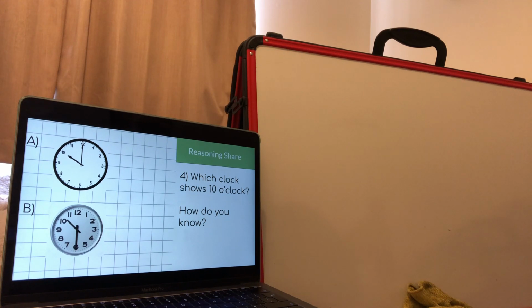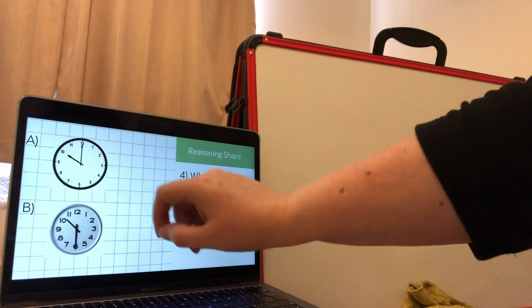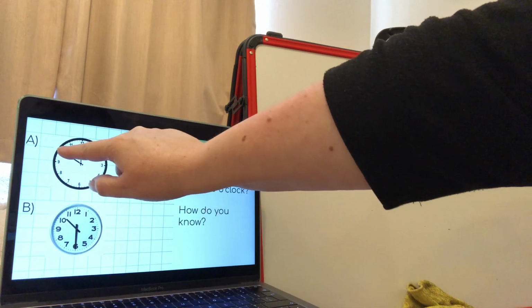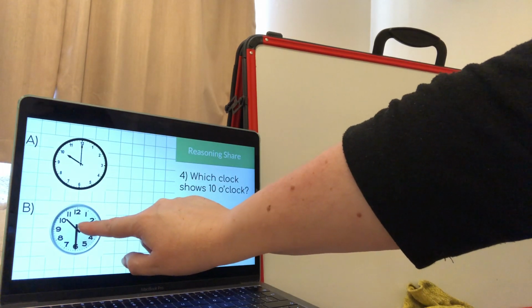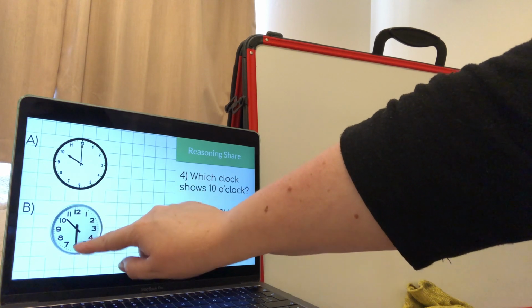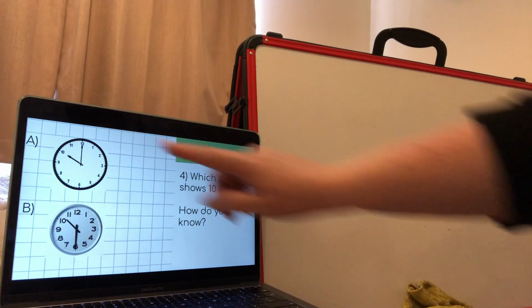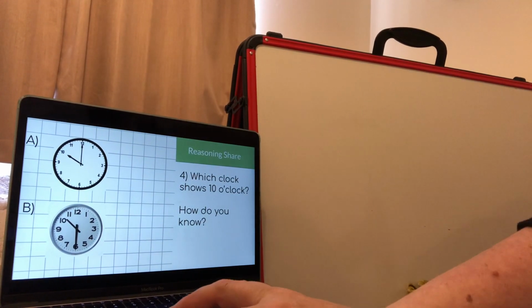Number 4, which clock shows 10 o'clock? Can you explain to your parent how you know which one shows 10 o'clock? Well, I think it's probably A, because it's got a hand at the top for o'clock and an hour hand on 10 o'clock. This one doesn't have a minute hand at the top. The minute hand's at the bottom, so it can't be anything o'clock. It's definitely not B. It's A that shows 10 o'clock.